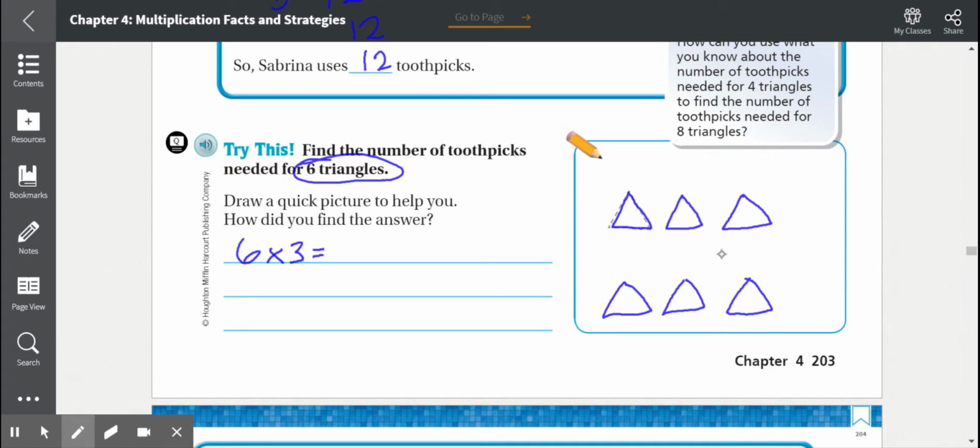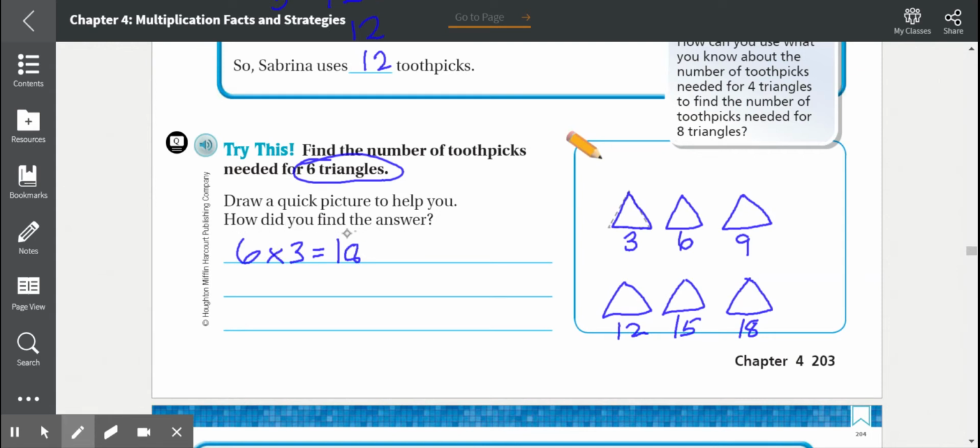How could we figure out our answer? We could skip count. Let's skip count. 3, then 3 more is 6. Then we have 9, 12, 15, 18. 6 times 3 is 18.